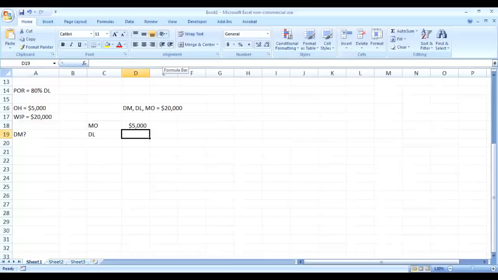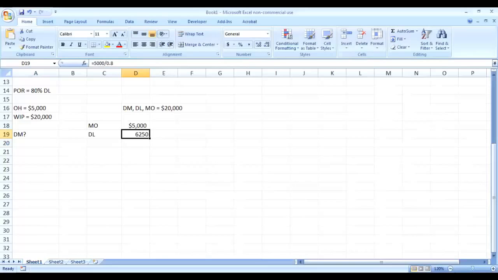You got to solve for manufacturing. Yeah, we already solved for overhead, right? They told us it was $5,000. So how can we take that $5,000, knowing what we know about our overhead application rate, and figure out what our direct labor must have been? Oh, I see. All right. So you would take your overhead and divide it by 0.8. Yeah.